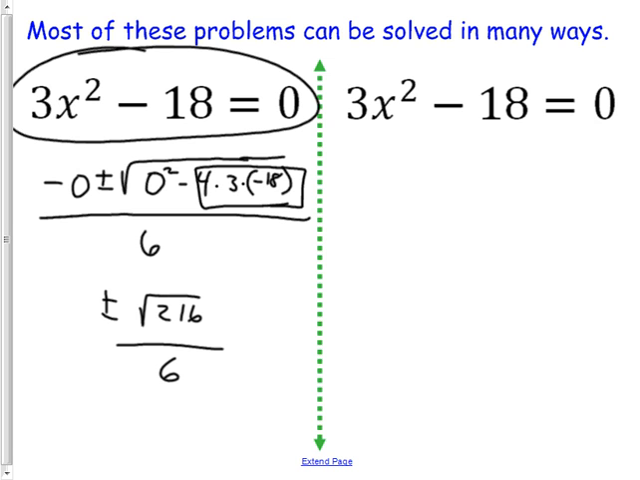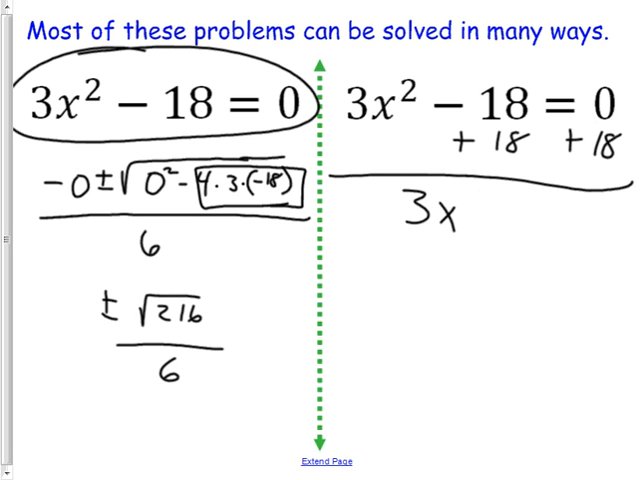The clump alone way, you're going to add 18 to both sides. You don't take the square root yet. You got to get the clump all the way alone. And then you can take the square root.